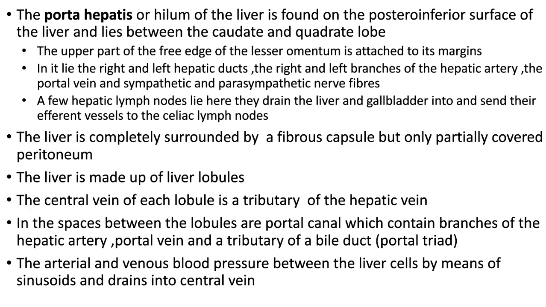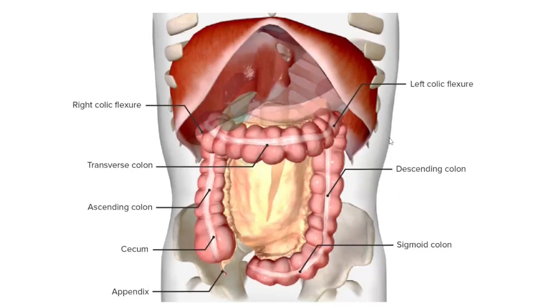The liver is made up of liver lobules. The central vein of each lobule is a tributary of the hepatic vein. In the spaces between the lobules is the portal canal, which contains branches of the hepatic artery, portal vein, and a tributary of the bile duct, which is called the portal triad. The arterial and venous blood mixes between the liver cells by means of the sinusoids and drains into the central vein. So, this is the liver, as you can see here, from here till here.